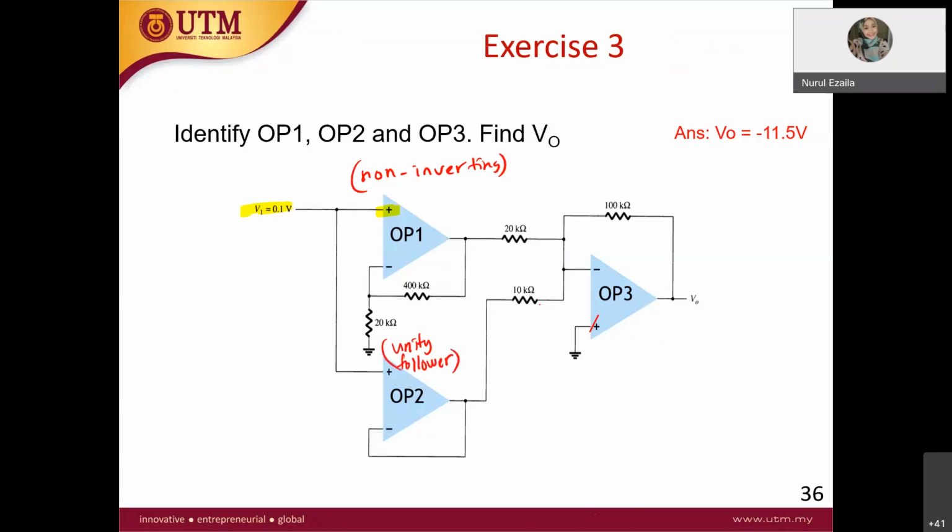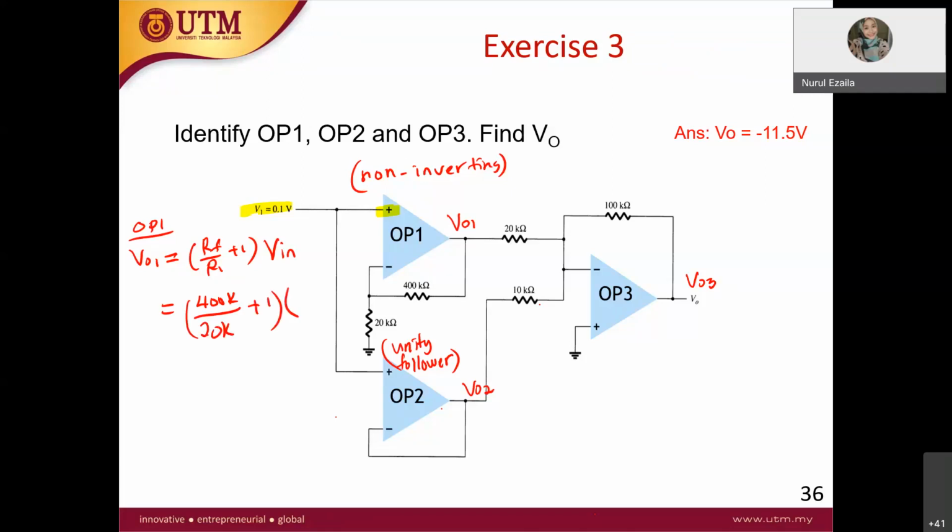All right. So here I name it V out 1, here V out 2, and here V out 3. For op-amp1, V out 1, since this is non-inverting, is equal to RF over R1 plus 1 times V in. In this case, RF is equal to what? 400K. R1 is 20K, plus 1.